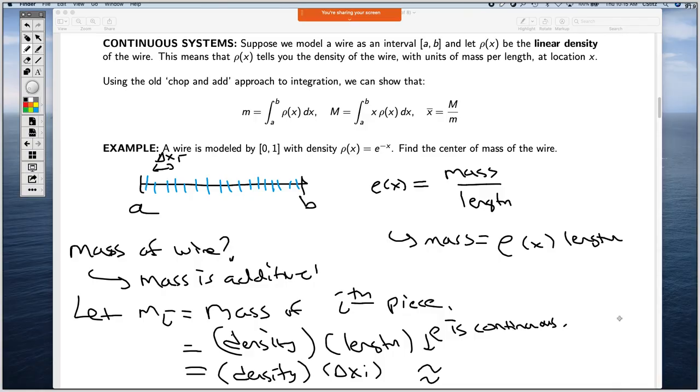So if I'm chopping this wire up into really, really small pieces, the density at one end of that small piece of wire is going to be roughly the same as the density anywhere else in that wire. So I'm going to make an approximation and say this is rho of x sub i times delta x sub i. And so once again, that's where continuity comes into play.